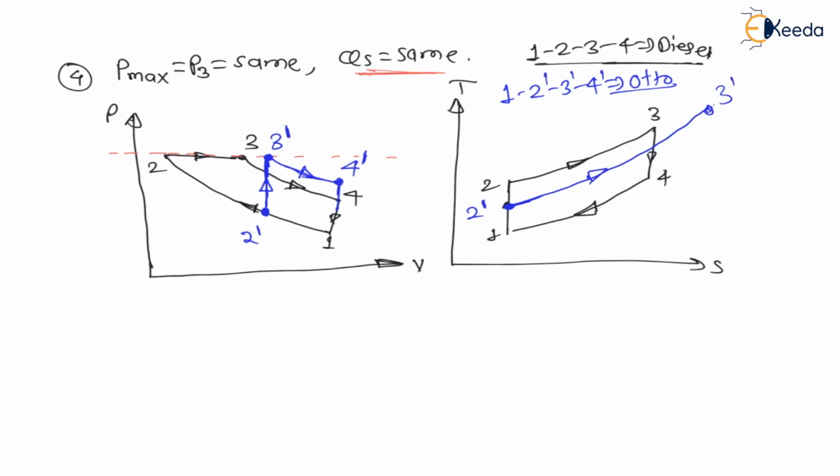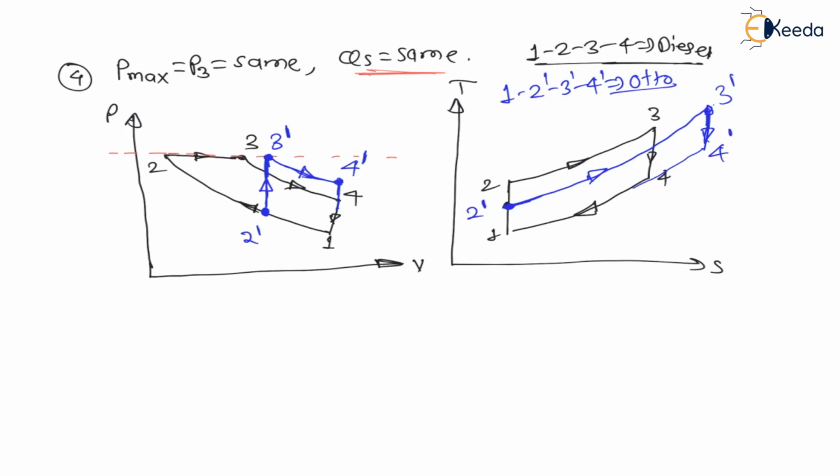3 dash, right? And my dear students, we know that heat rejection is from 4 to 1, and here 4 to 1 is smaller as compared to 4 dash to 1 dash, means Otto cycle heat rejection is more. Therefore on Otto cycle, 3 dash to 4 dash will be like this, and 4 dash to 1 again like this, right? This will be the Otto cycle. Now let us do the comparison now here.